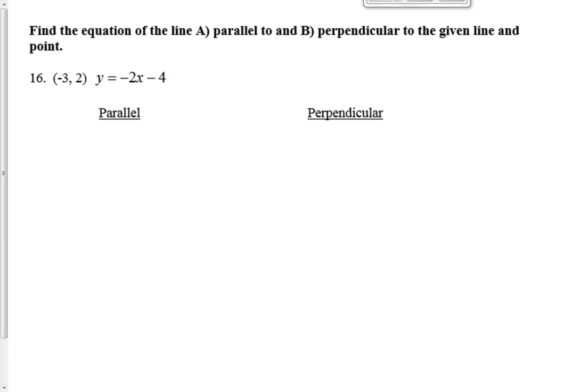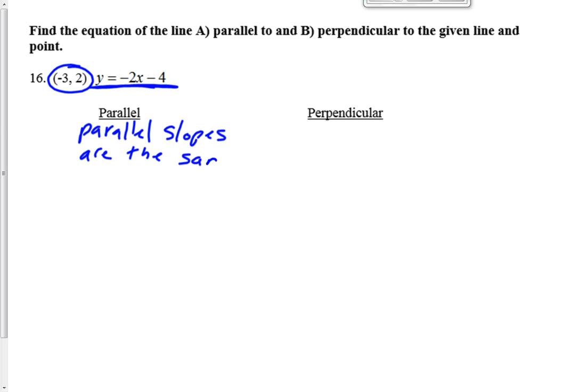Question number 16, we want to find an equation of a parallel line and a perpendicular line to this line that goes through this point. So parallel slopes are the same. So this line, its slope is a negative 2, so my m is going to be a negative 2. And then I'm just going to simply put it through that point.